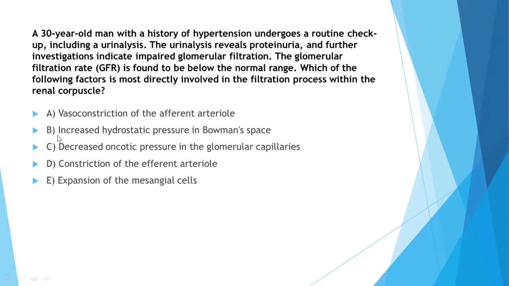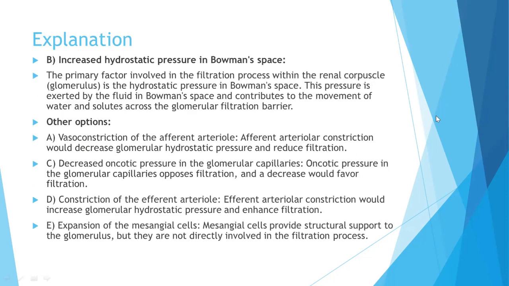Vasoconstriction of the afferent arteriole, increased hydrostatic pressure in the Bowman space, decreased oncotic pressure in the glomerular capillaries, constriction of the efferent arteriole, and expansion of the mesangial cell. So, increased hydrostatic pressure in the Bowman space. The primary factor involved in the filtration process within the renal corpuscle is the hydrostatic pressure in the Bowman space. Now, this pressure is exerted by the fluid in the Bowman space and contributes to the movement of water and solutes across the glomerular filtration barrier.